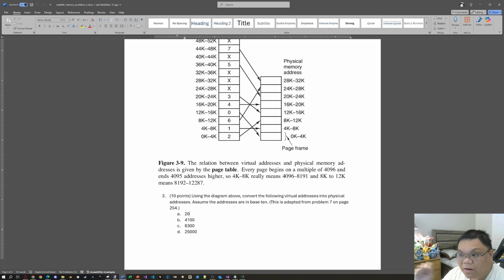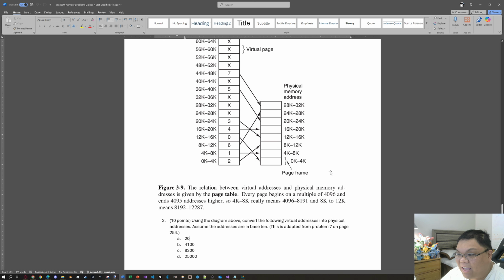That is how you convert a virtual address into a physical address. And there is a little bit of a freebie if you look closely in the table. Look at page 1. It's loaded in frame 1.